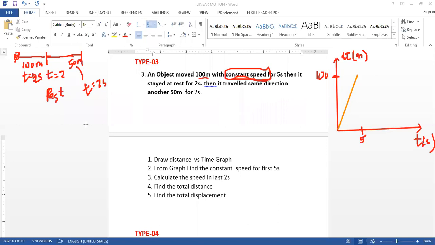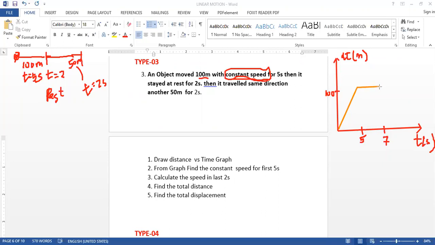Then again 2 seconds, it's rest. So you take another 2 seconds and that should be rest. If it's 2 seconds, 5 plus 2 should be what? 7 seconds. So in this graph, you should mention 7 here. I have to change this because I don't have space, sorry. So I'm taking here 100, then easy. This graph would be something like this. Then 2 seconds, it's rest. So it would be something like this. This is the rest graph in the distance time graph.